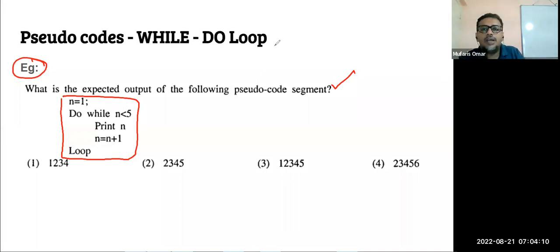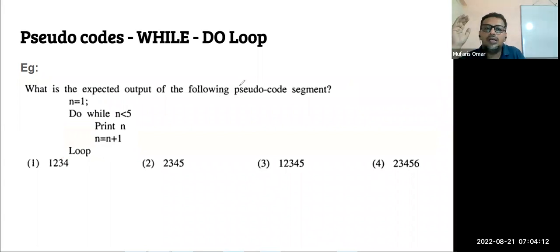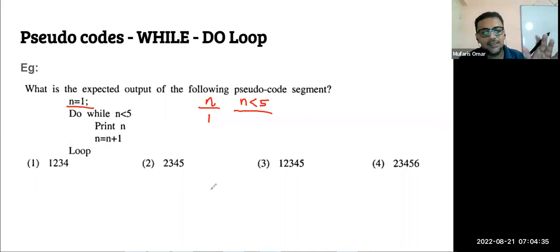Okay, shall we try? Now let's again do a tracing table. Initially, n equal 1, that's the first one, so you write n, that is 1. Now, while n less than 5, the condition is n less than 5. Only if the condition is true will the while loop execute, that's the idea. As long as the condition is true, the loop will be executed.